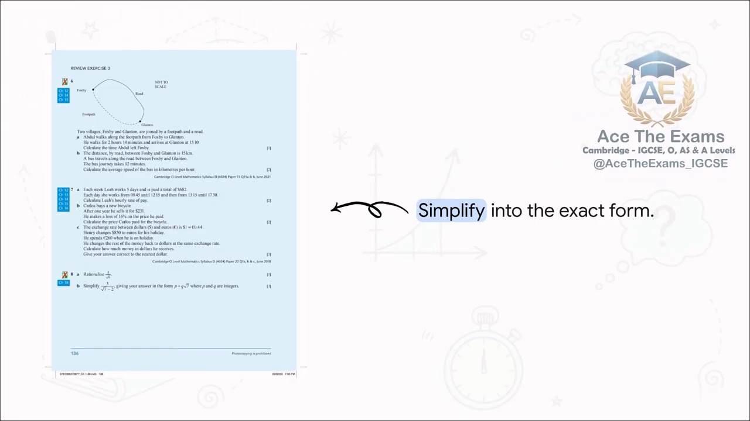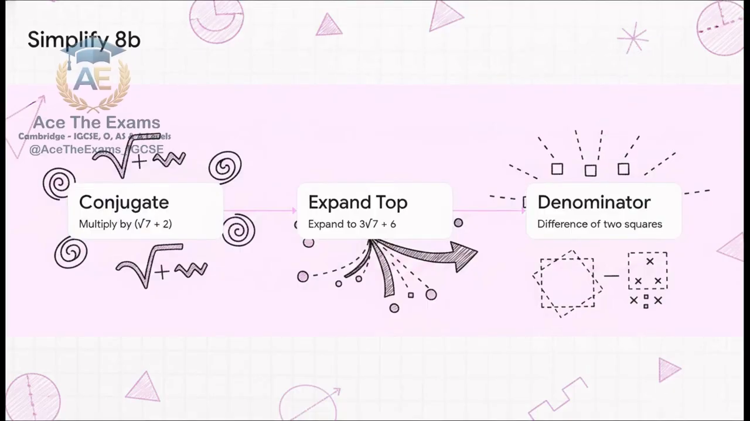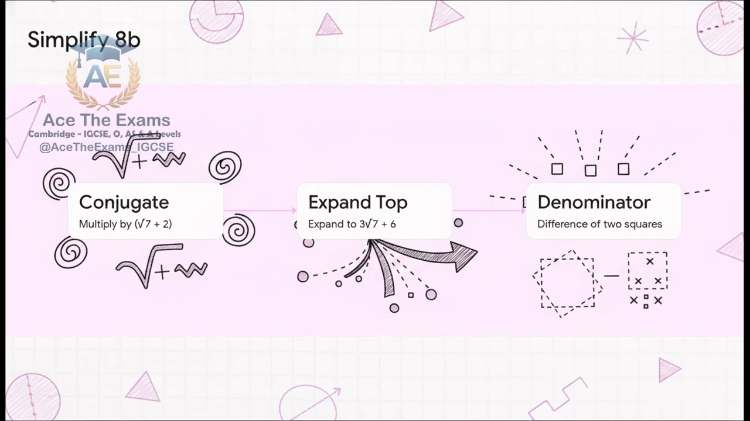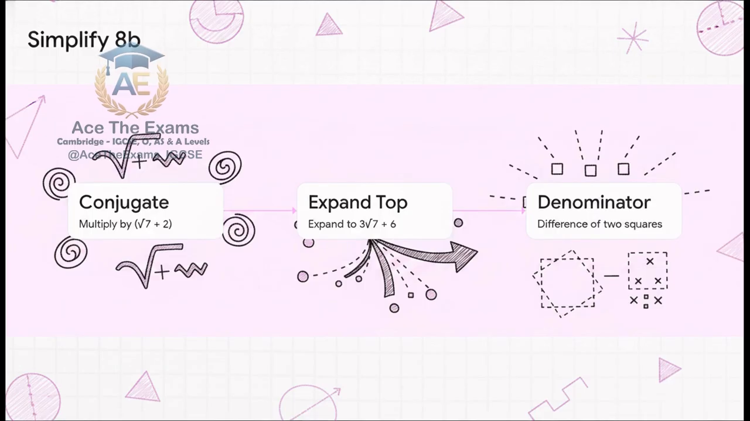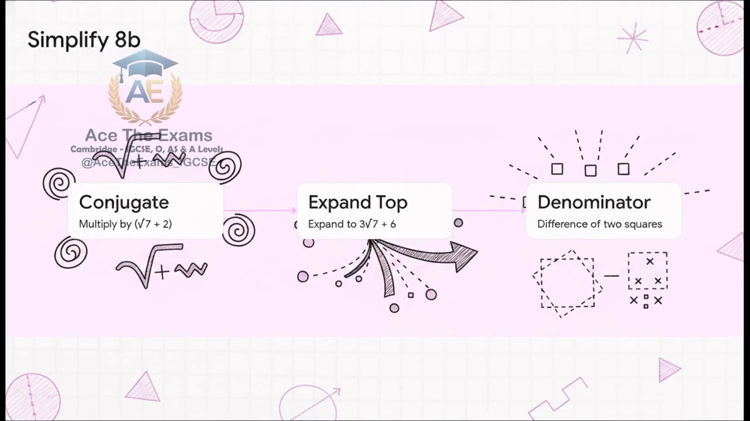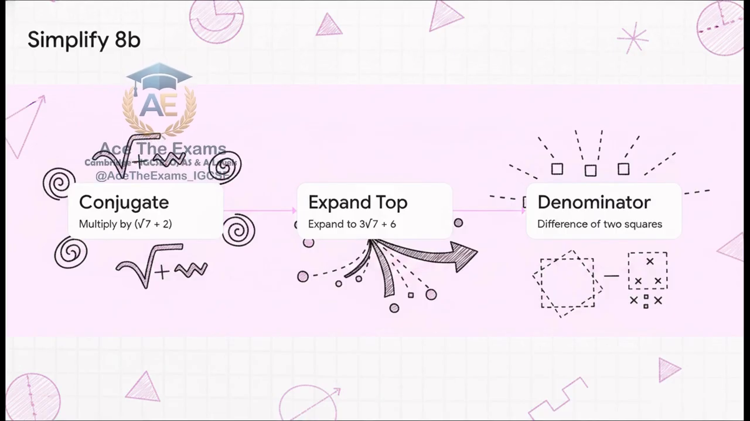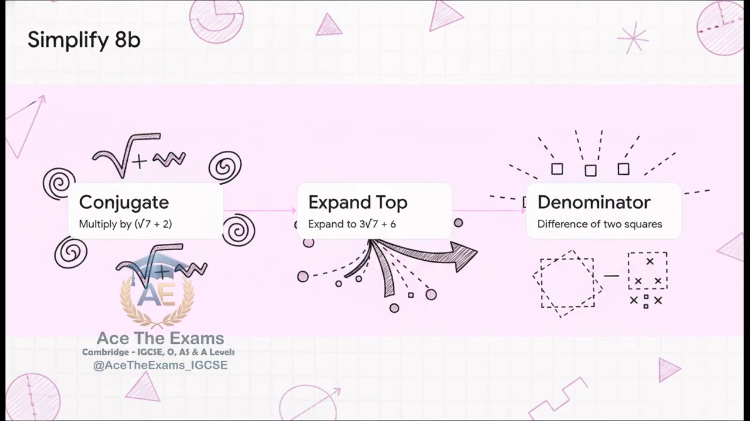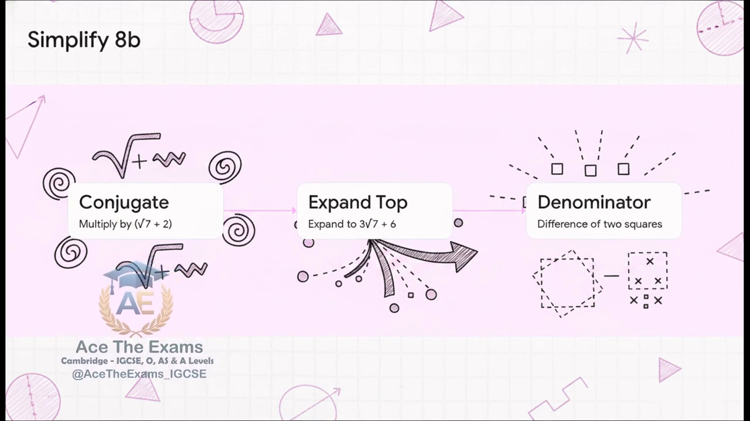This requires a very specific tactic, using the conjugate. By methodically applying the conjugate in these 3 steps, we completely dissolve the complex fraction into clean integers. Step 1. The conjugate of root 7 minus 2 is root 7 plus 2. We multiply the top and the bottom by this expression. Step 2. Expand the top. 3 multiplied by the group root 7 plus 2 becomes 3 root 7 plus 6.